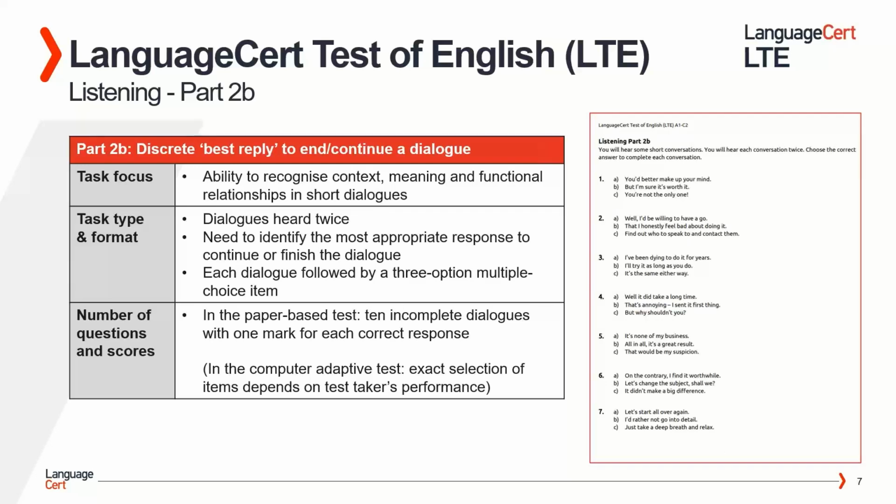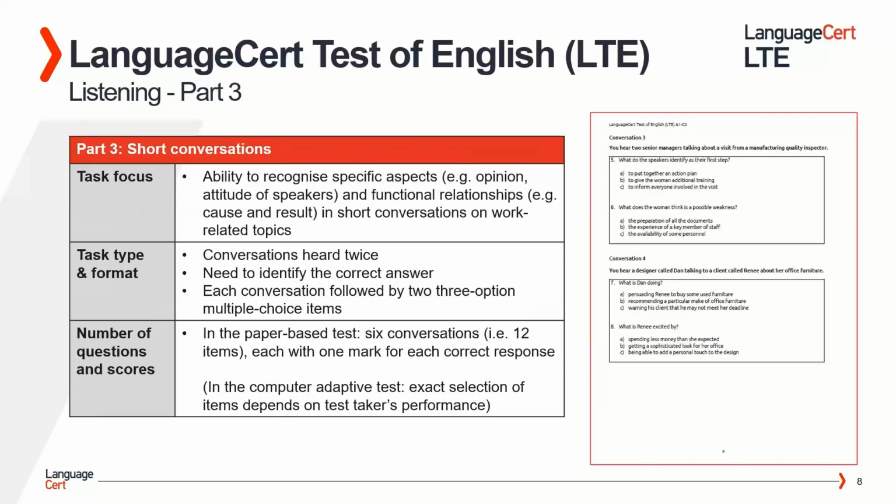Here is an example taken from Part 2b. This task aims to assess ability to recognize context, meaning, and functional relationships in short dialogues. Dialogues are heard twice, and the test taker is required to identify the most appropriate response to continue or finish each dialogue. Each dialogue is followed by a 3-option multiple-choice item. The paper-based test presents 10 incomplete dialogues with 1 mark for each correct response.